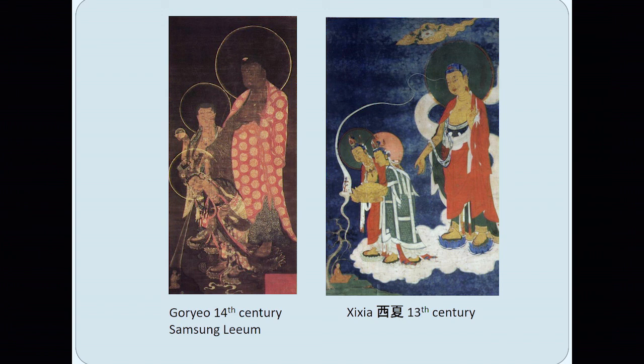This approach can be seen in the Descent of Amitabha in the collection of the Leeum Samsung Museum, shown here on the left. That's the Korean example, which deviates from the typical iconography of Goryeo Buddhist paintings. This work faithfully represents Amitabha's descent. You can see some clouds there under his feet that are described in the scripture.